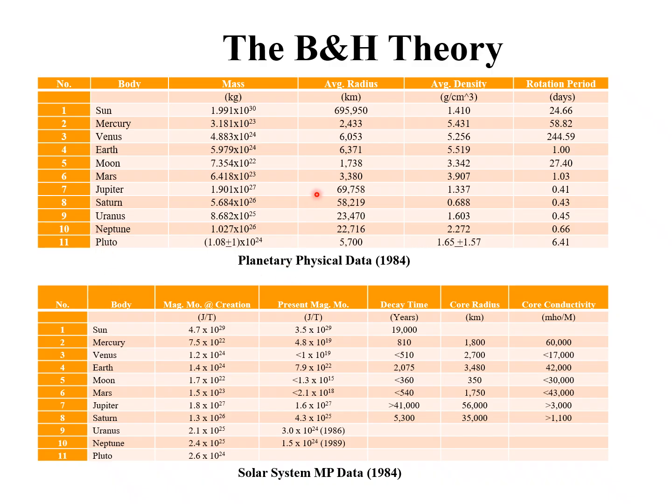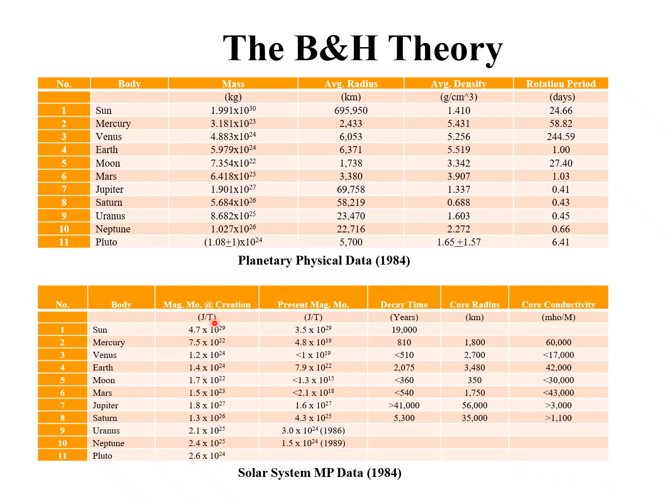And here, these are the physical data: the mass, average radius, average density, rotational periods. Okay, so we see here Mercury's rotational period is every 58.82 days, compared to the Earth's, which is 24 hours in a day. All right, so of course Earth is our control planet. And then here is the solar system's magnetospheres data. This is the magnetic moment at creation.